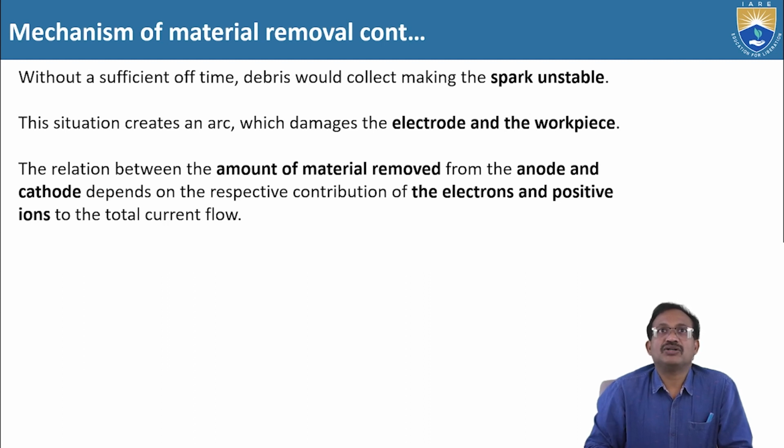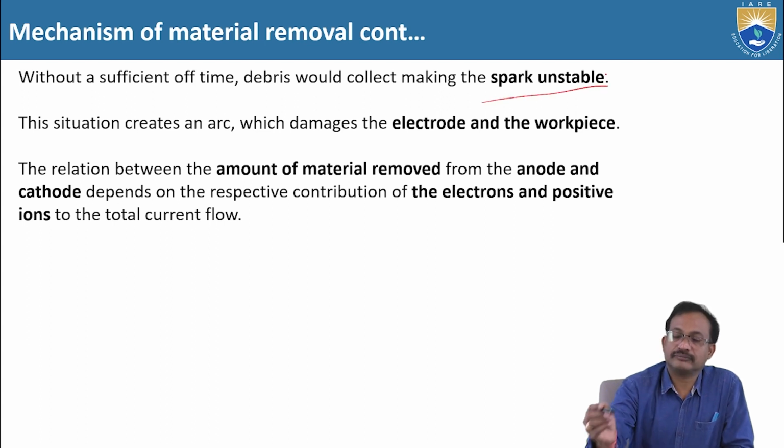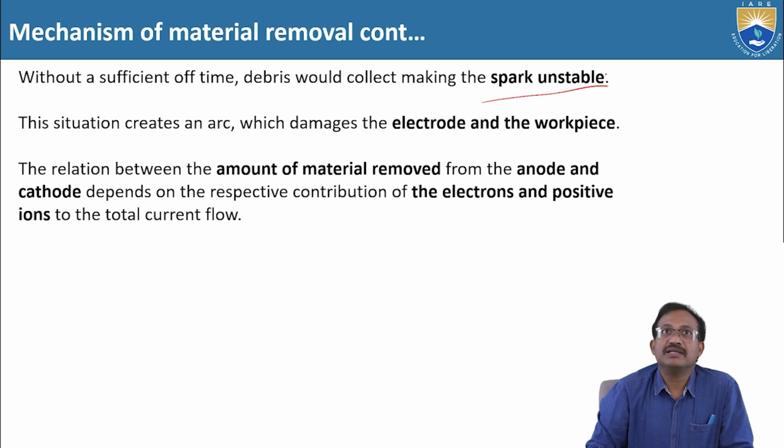Without a sufficient amount of time, debris would collect, making the spark unstable. This situation creates an arc which damages the electrode and the workpiece. The relation between the amount of material removed from the anode and the cathode depends on the respective contribution of electrons and positive ions to the total current flow.